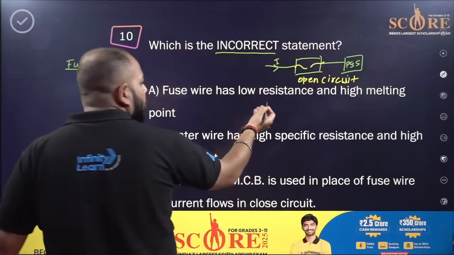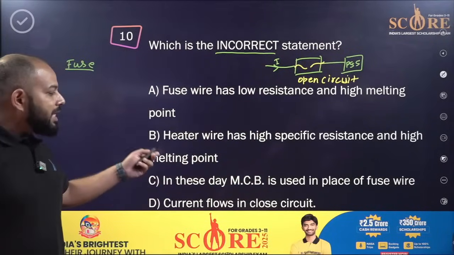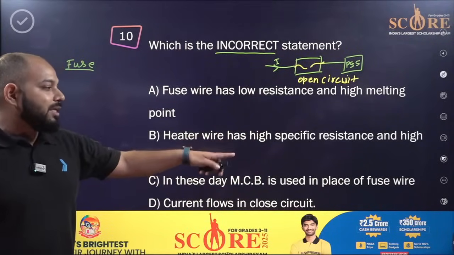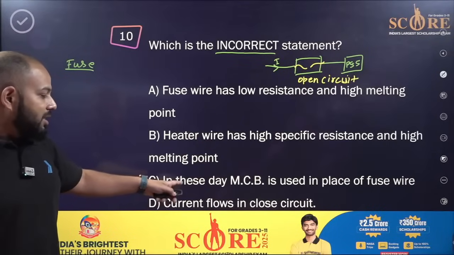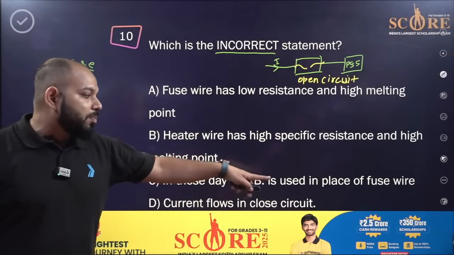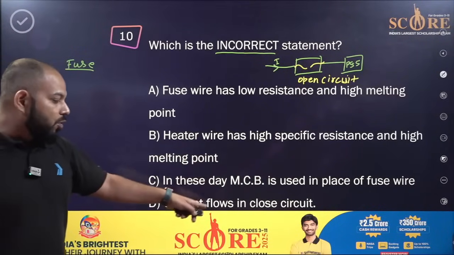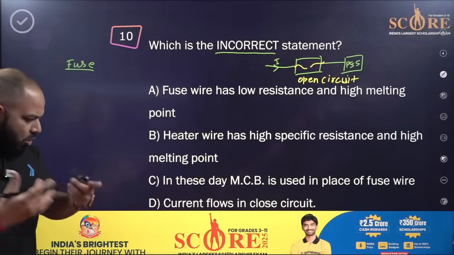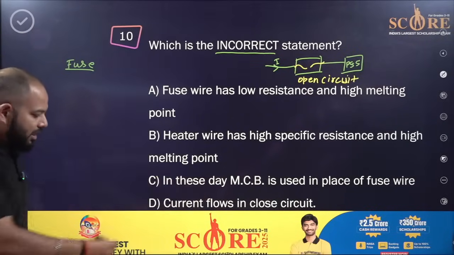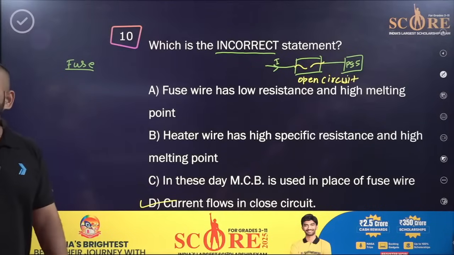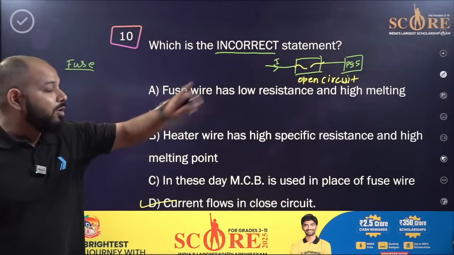So fuse wire has low resistance and high melting point. Heater wire has high specific resistance and high melting point. These days, MCB is used in place of the fuse wire. Current flows in the closed circuit. So let's talk one by one. Current flows in the closed circuit. Exactly correct. In the open circuit, current won't flow.